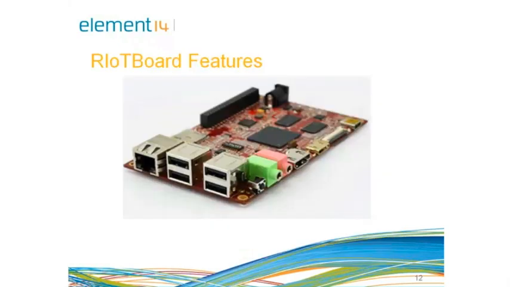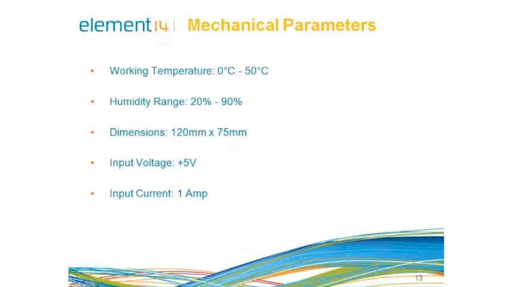Now, let us discuss the RIoTboard features. Mechanical parameters. RIoTboard has a working temperature of 0 to 50 degrees centigrade. It has a humidity range of 20% to 90%. It has dimensions of 120 mm by 75 mm, and you can see it is quite compact with the features and the interfaces that are loaded onto this board. The power requirement is 5 volts, and the current requirement would be 1 to 4 amps for this particular board, based on the peripherals that you are going to add onto the board.